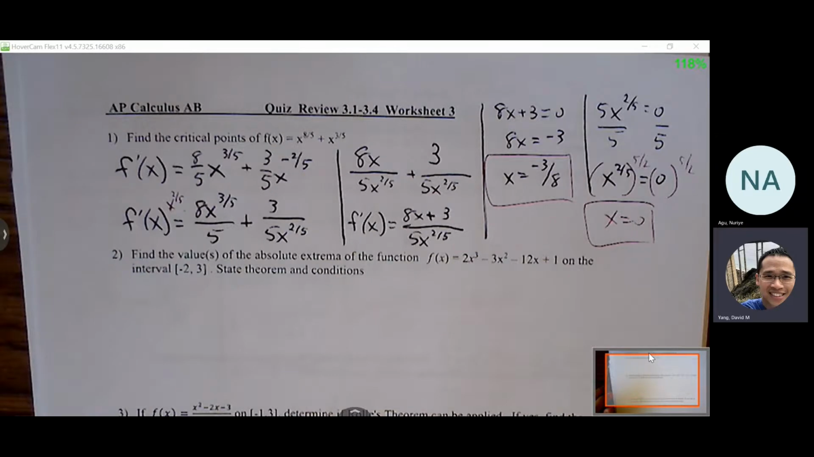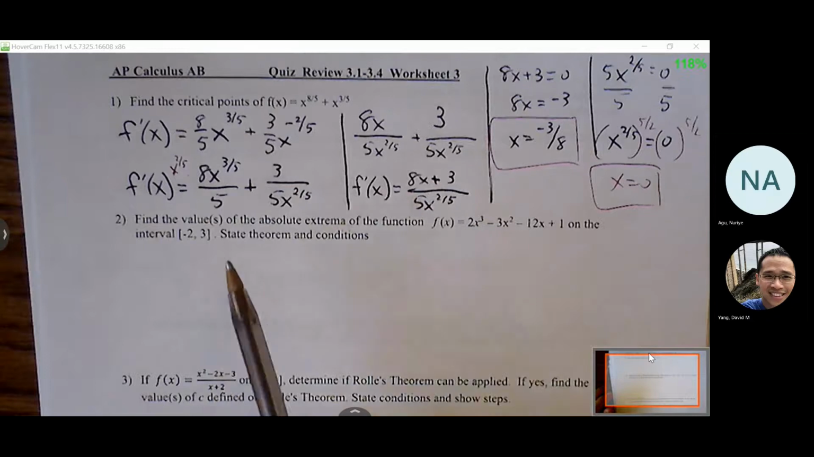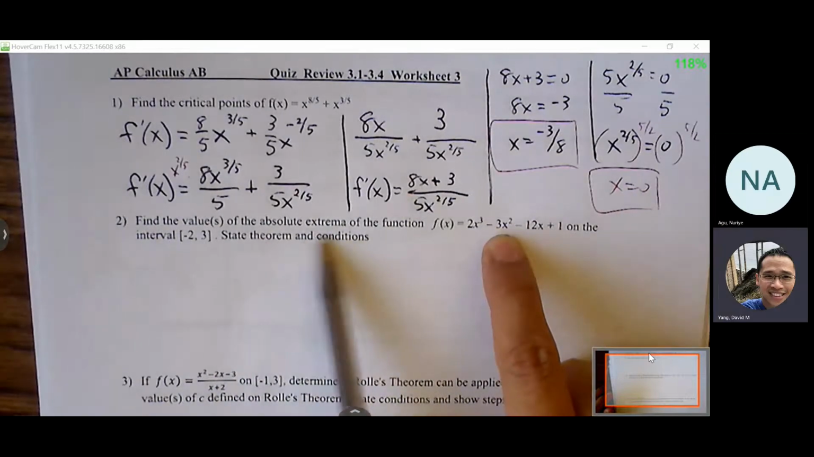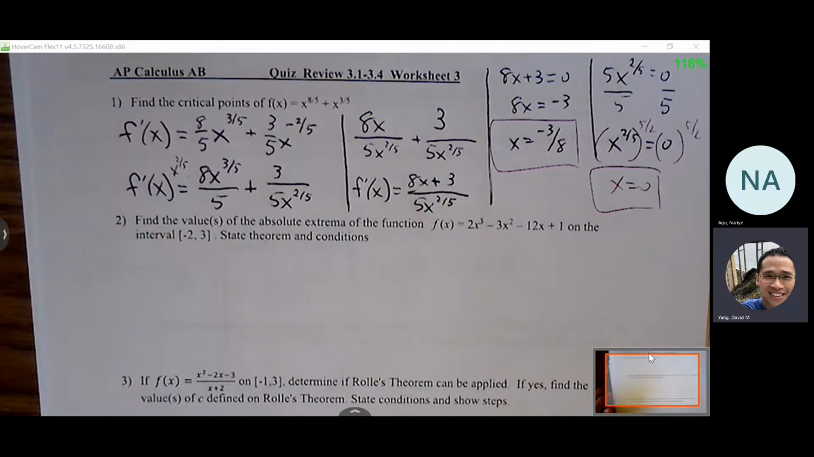All right, number two. Find the values of the absolute extrema. So anything with absolute extrema, this is extreme value theorem. So the purpose of extreme value theorem is to determine what the highest and lowest y values are without the use of the graph. So we're just relying on critical points and endpoints to help us make that conclusion.